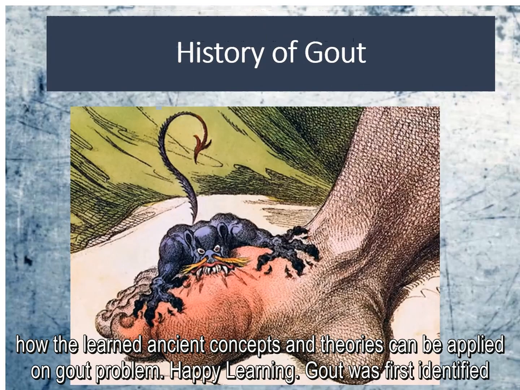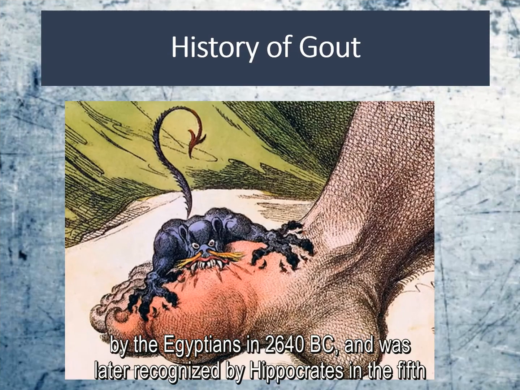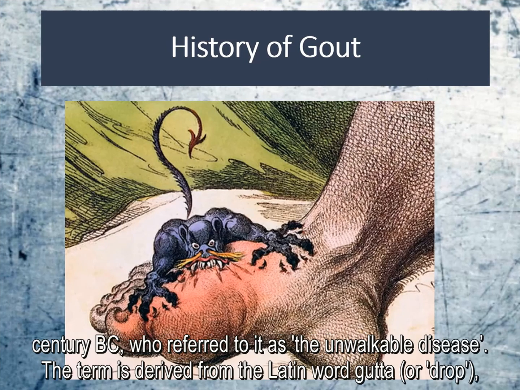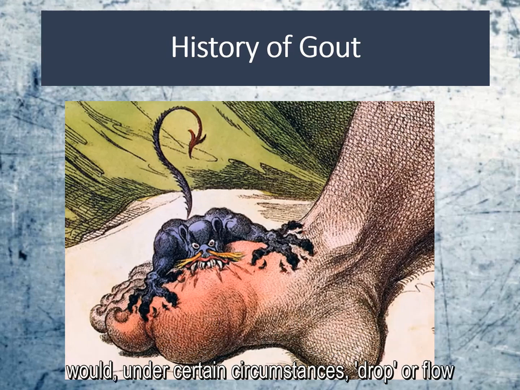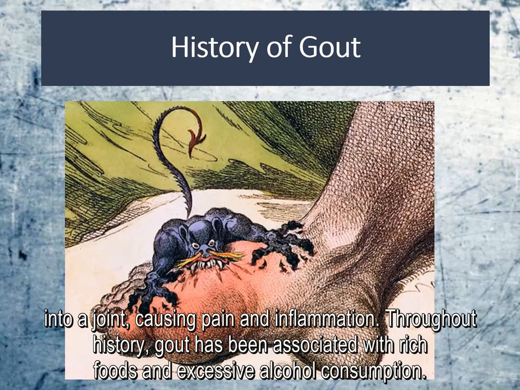Happy learning! Gout was first identified by the Egyptians in 2640 BC and was later recognized by Hippocrates in the 5th century BC, who referred to it as the unworkable disease. The term is derived from the Latin word gutta, or drops, and refers to the prevalent medieval belief that an excess of one of the four humors, which in equilibrium were thought to maintain health, would, under certain circumstances, drop or flow into the joint, causing pain and inflammation.